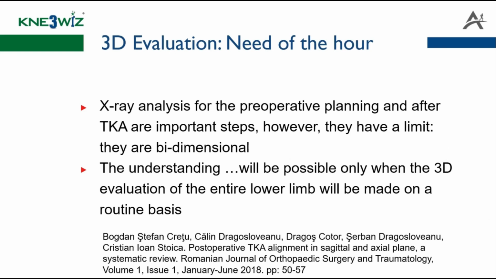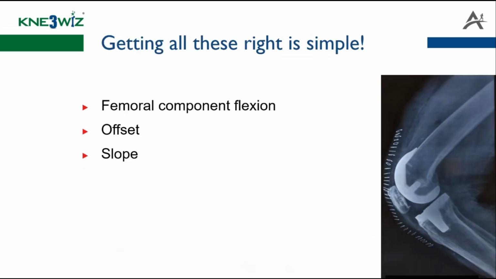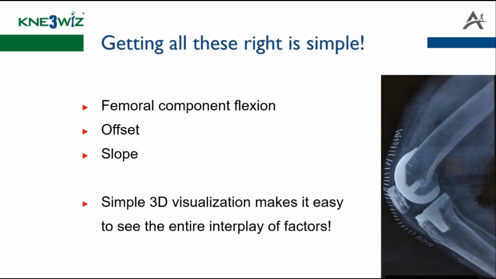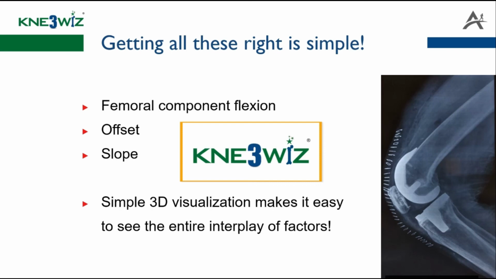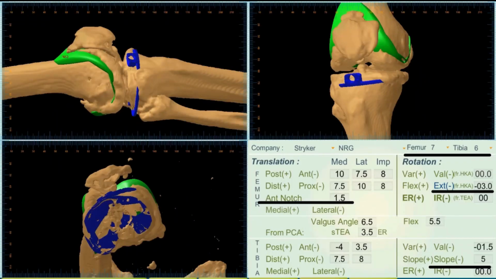But we know that preoperative planning on X-rays has a limit. It would be only possible when 3D evaluation of the entire lower limb will be made on a routine basis. 3D planning aids in achieving this precision very easily. A brief preview of how it's done.